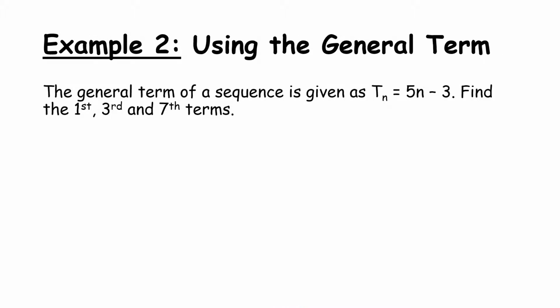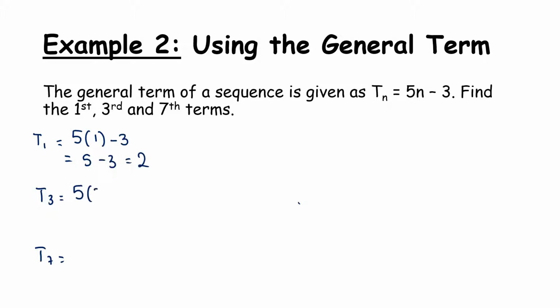So now let's use this general term some more. The general term of the sequence is given as Tn is equal to 5n minus 3. Find the first, the third and the seventh term. So we're looking for T1, we're looking for T3 and we're looking for T7. So we do 5 times, instead of n we have 1, minus 3, which is 5 minus 3, which is 2.